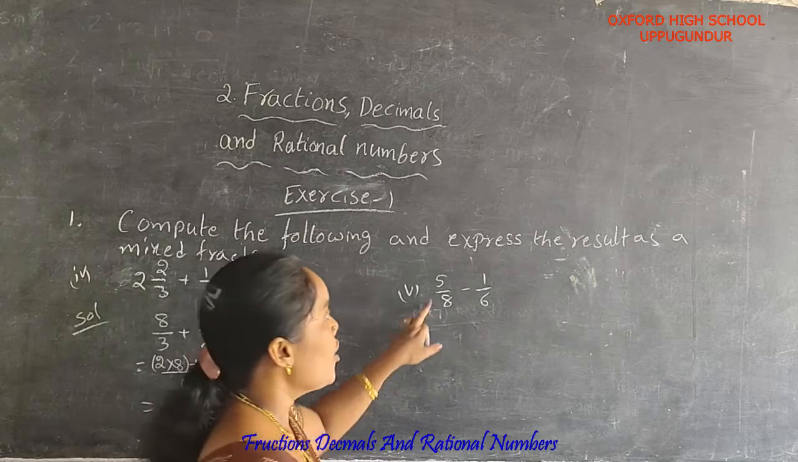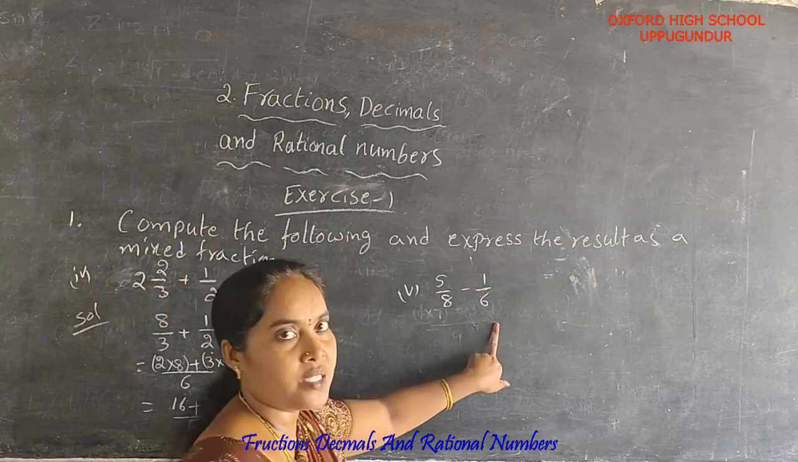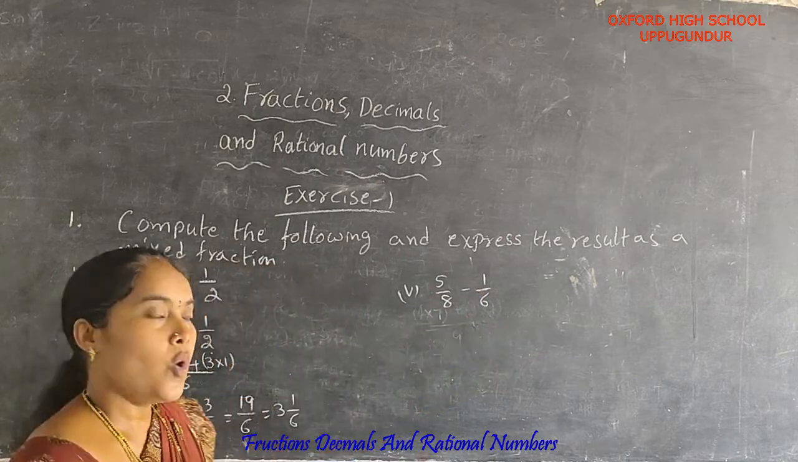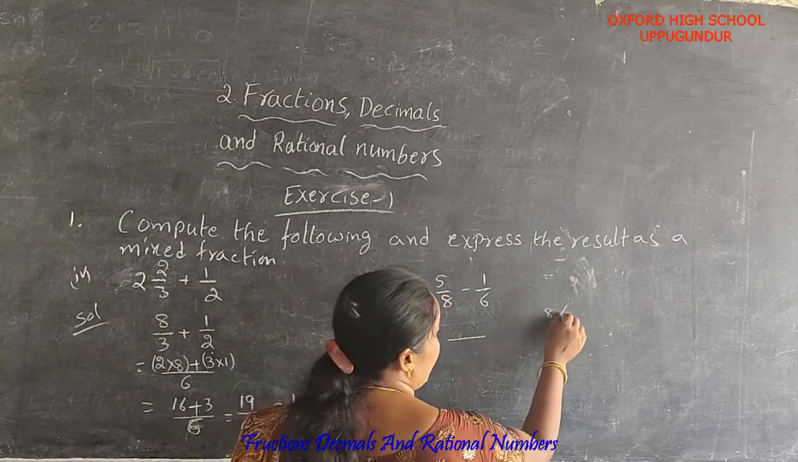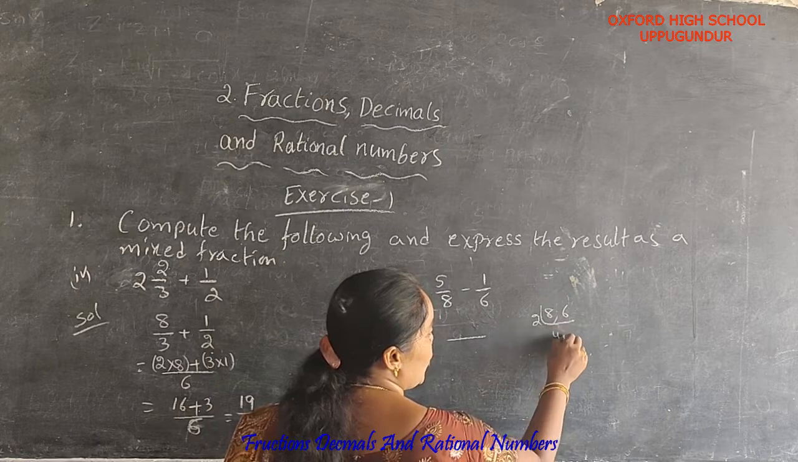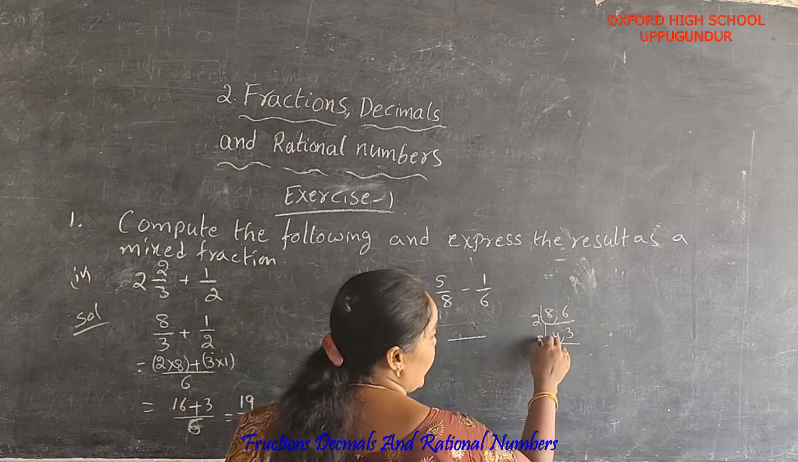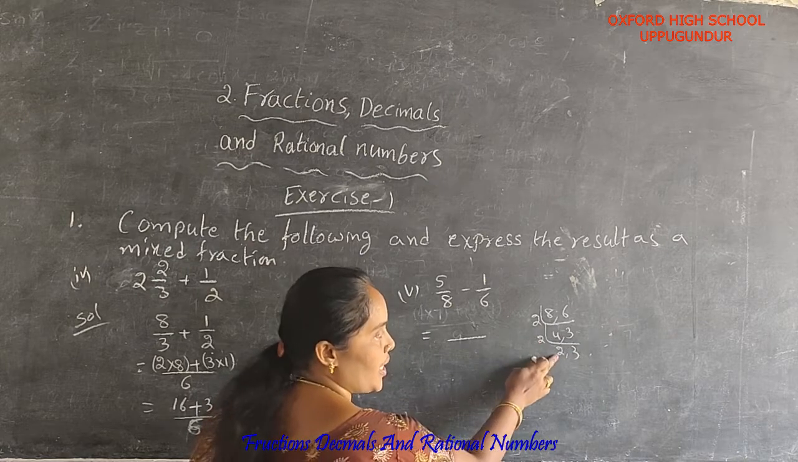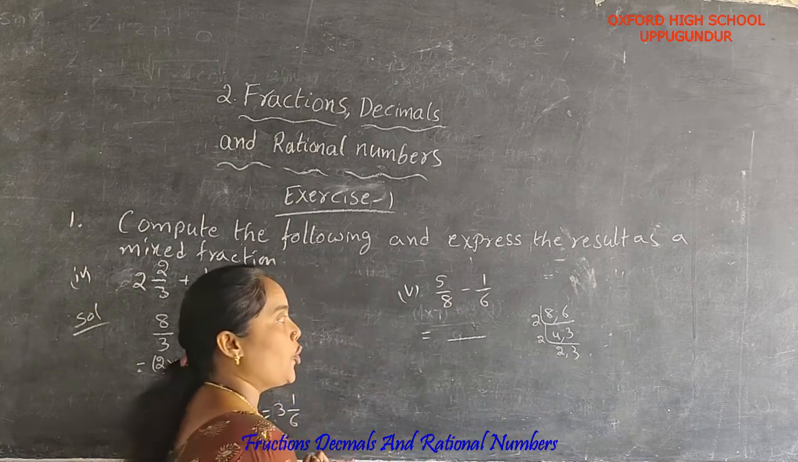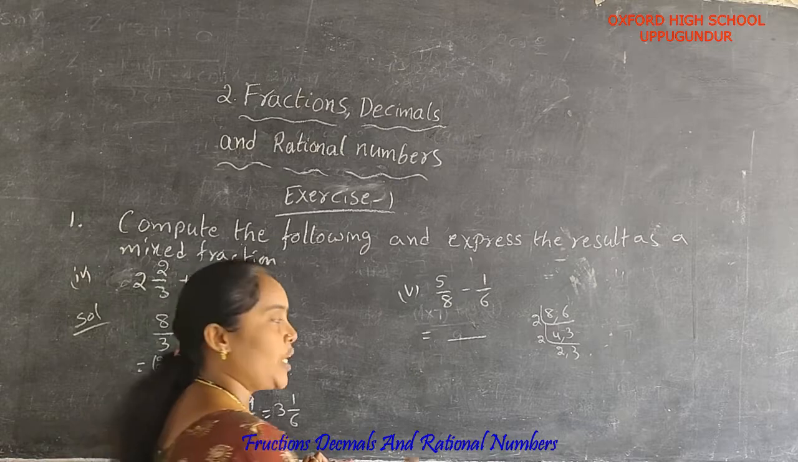Next one, the fifth one. 5 by 8 minus 1 by 6. First of all, find the LCM. The LCM of 8 and 6, using the 2 table. 2 4s, 2 3s. Again 2 table. 2 2s, 3. 2 2s are 4, 4 2s are 8, 8 3s are 24. The LCM of 8 and 6 is 24.